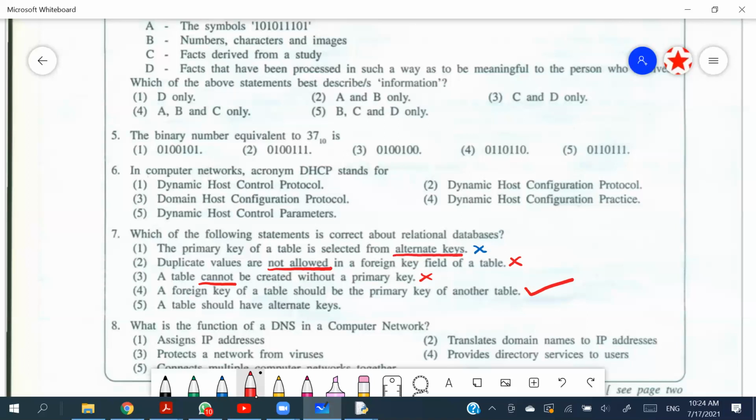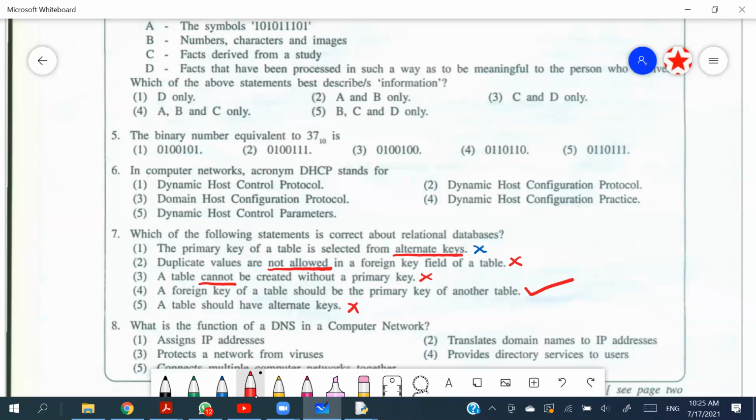A table should have alternate keys. Should and should not, right? There is not a must, right? They can be there or not be there, right? Alternate means the candidates who were eligible to become the primary key when the primary key was chosen. So there can be or there may not be. For the whole table, there can be only one candidate key, or there can be several and we choose one of them. Right? So this is not always true. So the fourth one is going to be the answer.